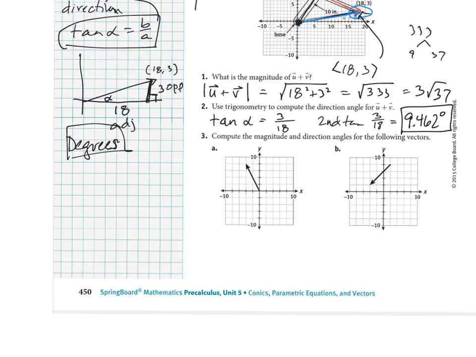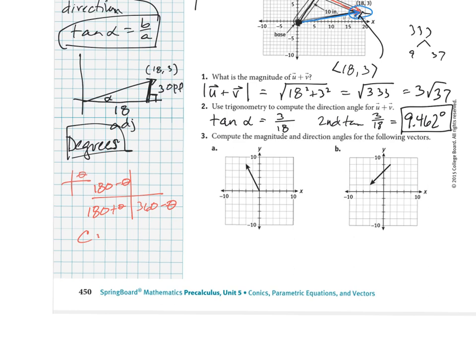So just to quickly go back over those, if you're in the first quadrant, that is your alpha, or your theta, whichever you want to call it. If you're in the second quadrant, this is going to be 180 minus your angle. In the third quadrant, it's 180 plus your angle. And then, of course, in the fourth quadrant, it's 360 minus your angle.